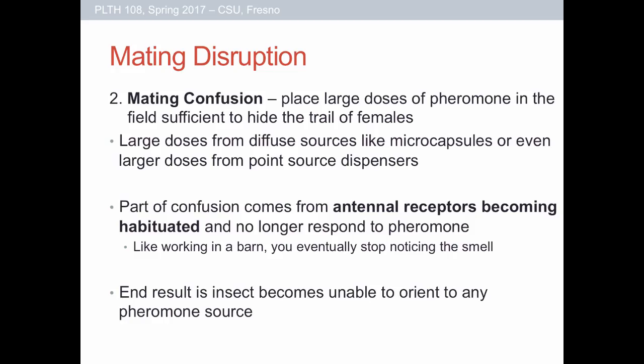On the flip side, you have mating confusion. And mating confusion is a little bit closer to what we see with the puffers. Instead of setting out a whole bunch of false females, what you do is you just release very large doses of pheromone into the field in sort of a regular interval. So that if you have an almond orchard where normally you'd have multiple plumes floating around with the pheromone, now you've got an almond orchard where all the air is effectively one huge pheromone plume.